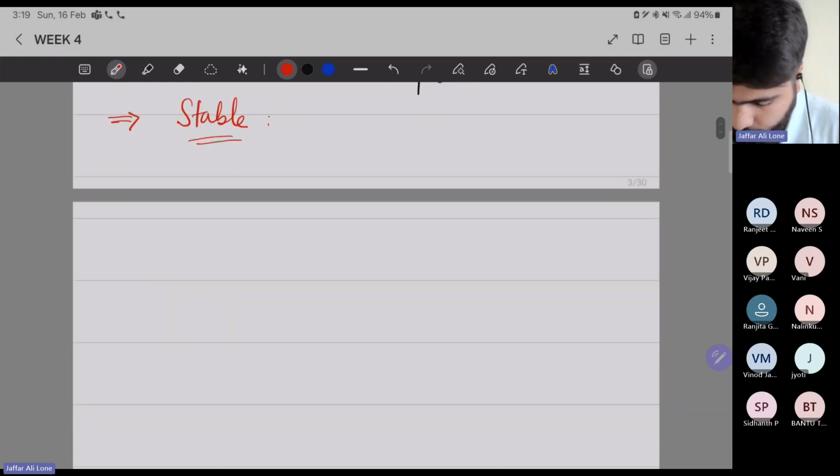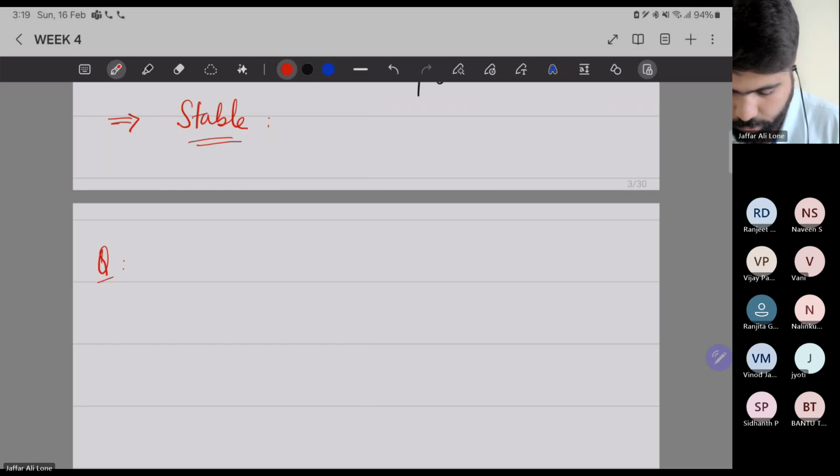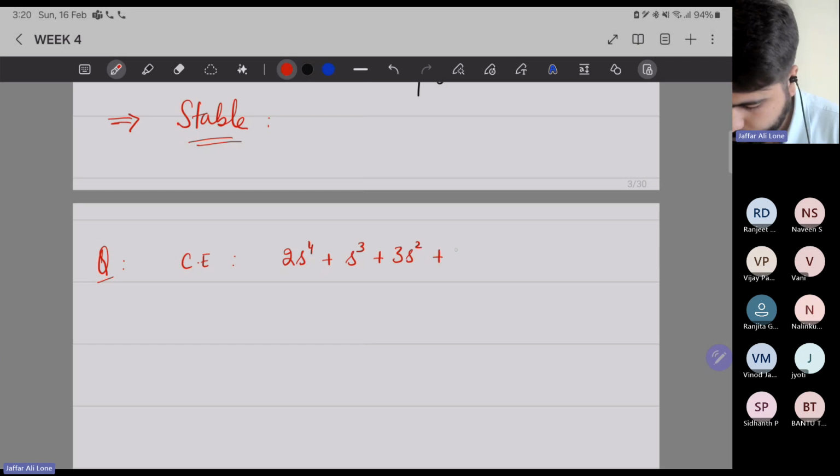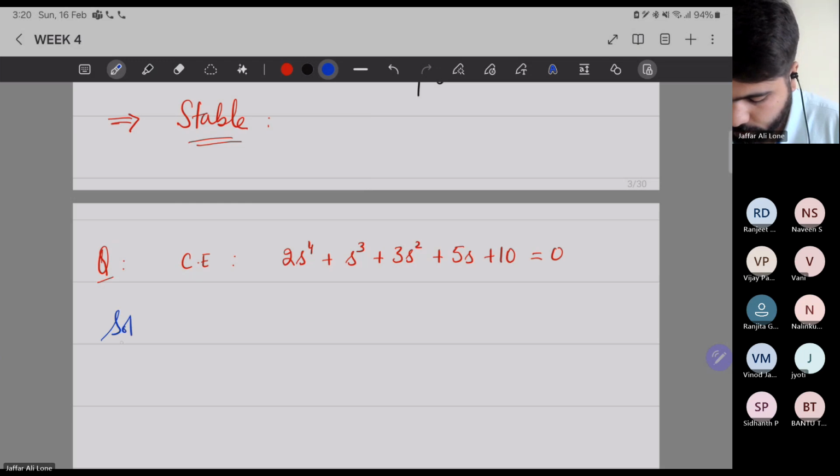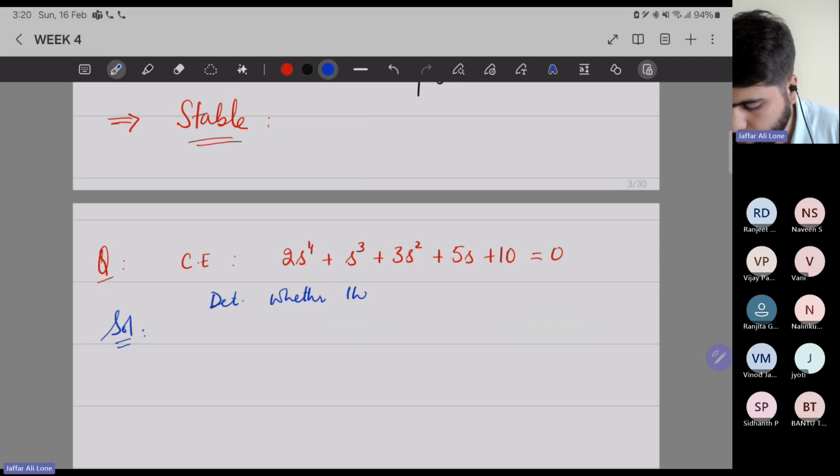Now let's do this question. The characteristic equation of a transfer function is given as 2s^4 + s^3 + 3s^2 + 5s + 10. Can you try this? It's very easy. You have to determine whether the system is stable or not.